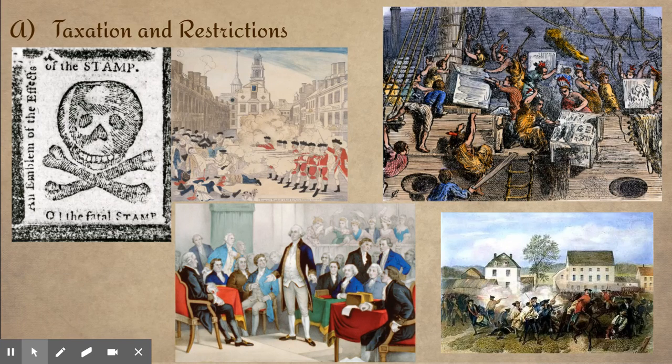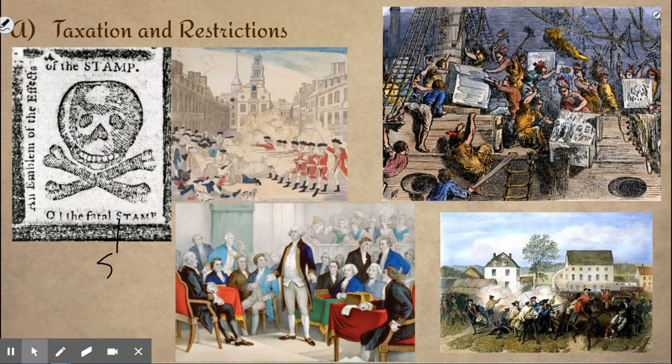The other source of conflict was how they were going to pay for this war, because the war, although it was won by England, was incredibly expensive. And so we started to see the British try to pass taxes on the colonies on things like paper, as in the Stamp Act, or tea, as in the Tea Act.